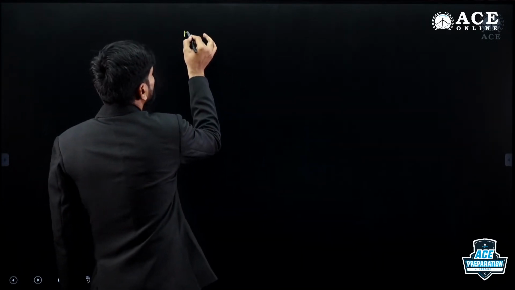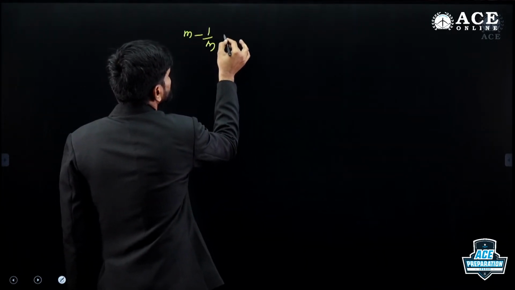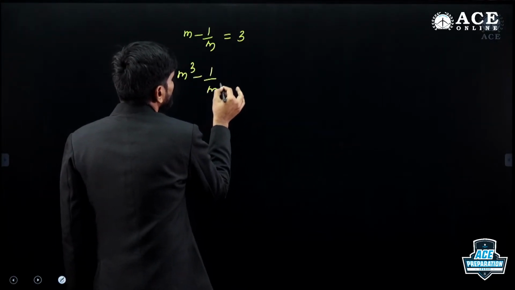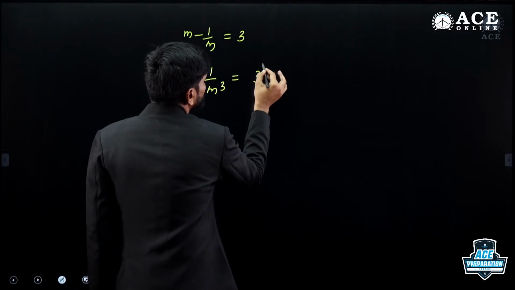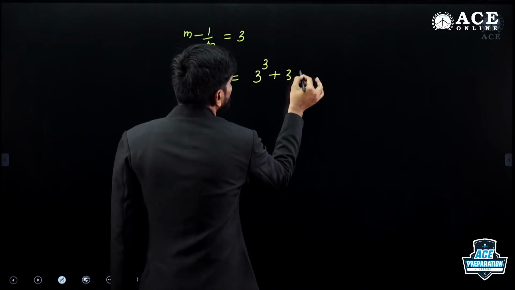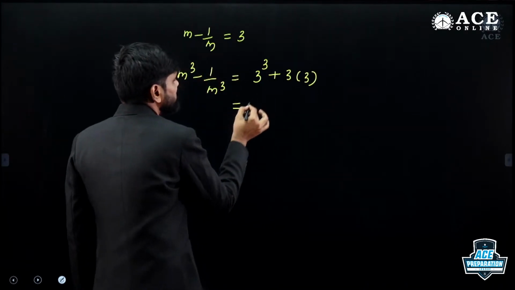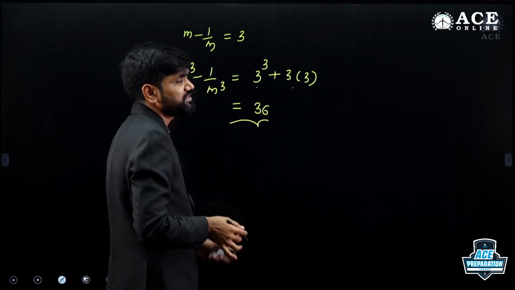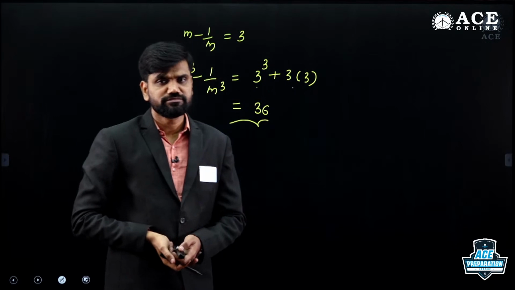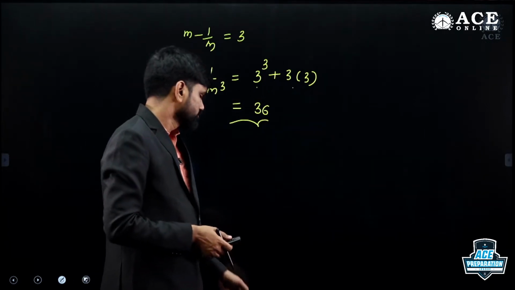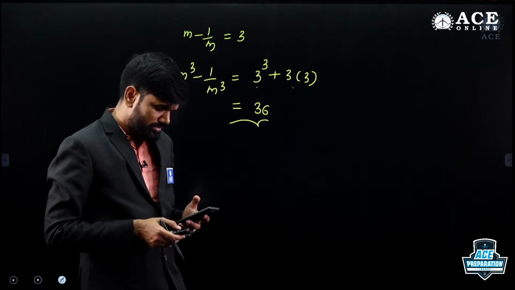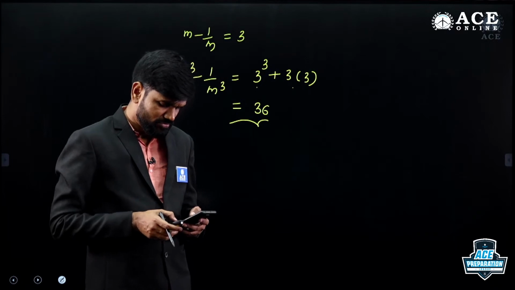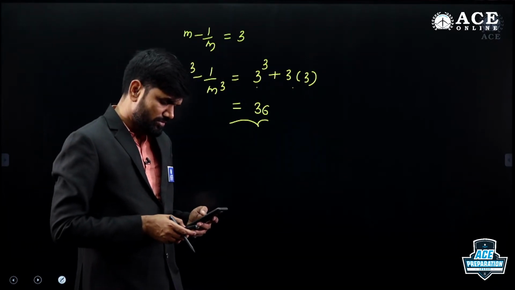So here we know that m minus 1 by m is equal to 3. So if I want m cube minus 1 by m cube, that will be equal to what? p cube plus 3p, that is 27 plus 3 into 3. This gives you how much, dear? 27 plus 9, that will give you 36. 36. Is that clear? Now go ahead. Any doubt? No doubt from anyone?